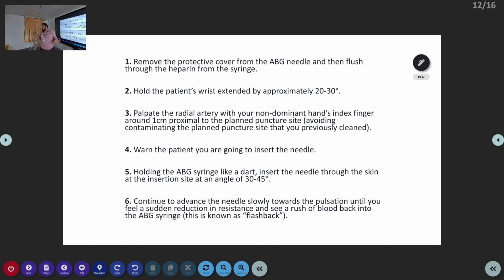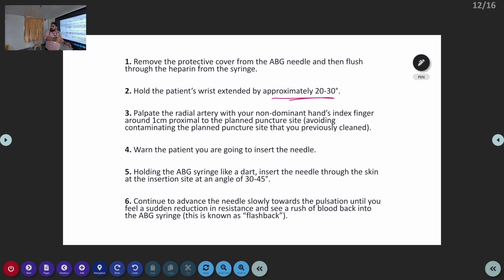So, you flush whatever amount of heparin is there inside the syringe. Hold the patient's wrist extended by approximately 20 to 30 degrees. We have already said 20 to 30 degree extension. Palpate the radial artery with your non-dominant hand. As I told, this is my non-dominant hand. So, I will be palpating the radial artery with the gloves on, and I have already identified the area where I need to puncture. Warn the patient that you are going to insert the needle, and most importantly, you have to hold the needle like a dart.